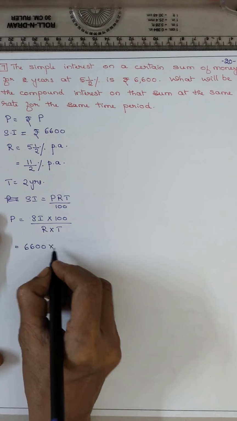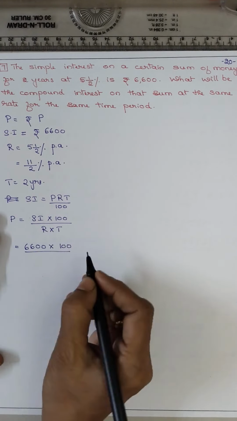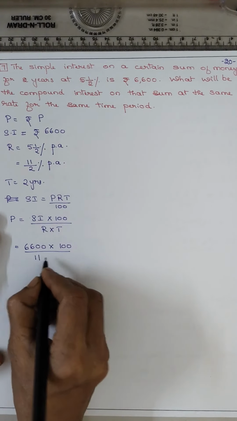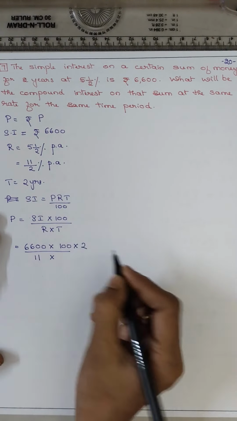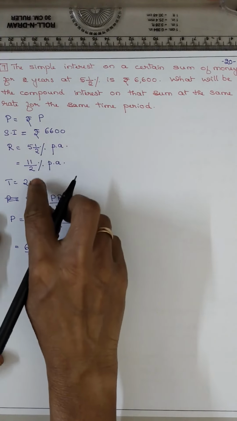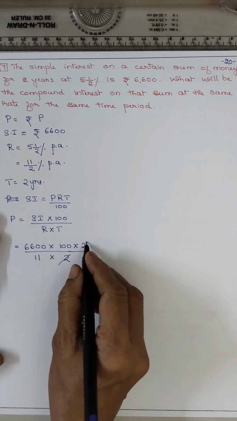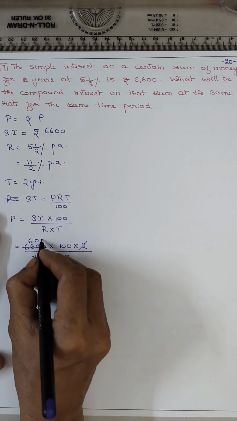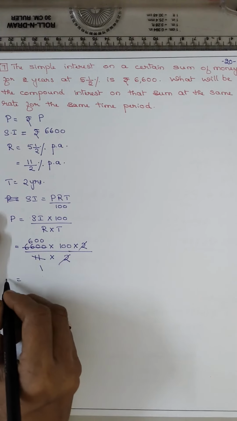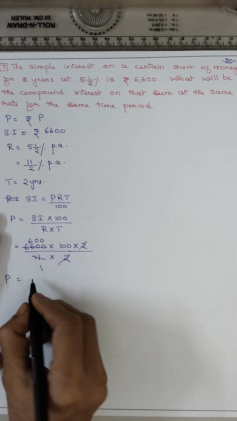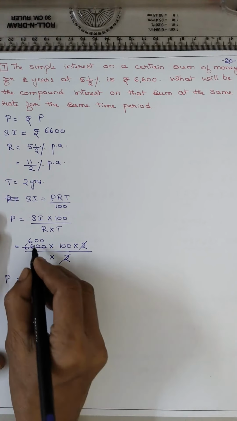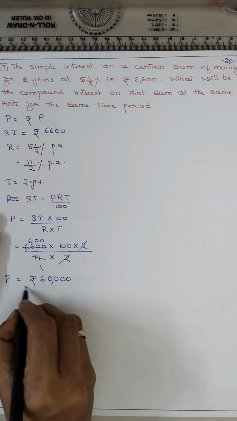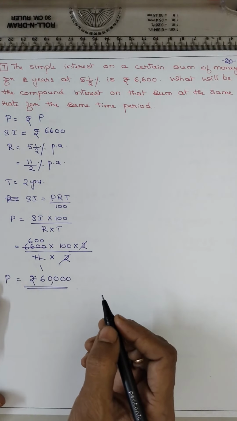So it became 6600 into 100 upon R is 11 by 2. So 11 in the denominator, 2 goes to the numerator, and time 2 years. 2 gets cancelled. 11 ones are 11, 6 are 66. So you got P is equal to 6, 1 2 3 4, 4 zeros. Got principal as 60,000.